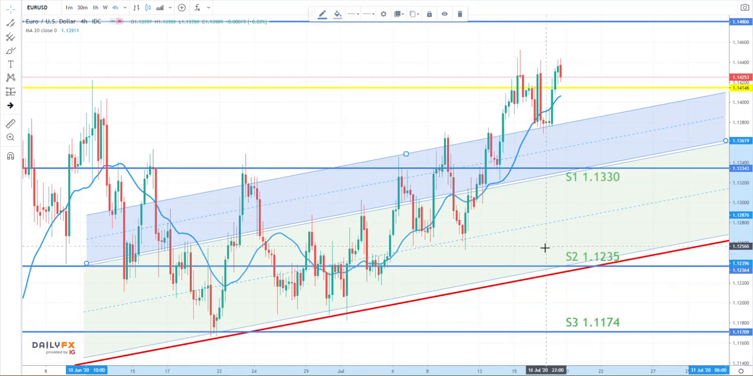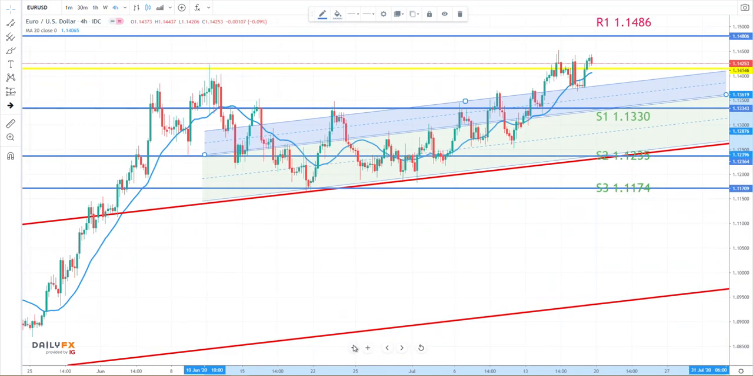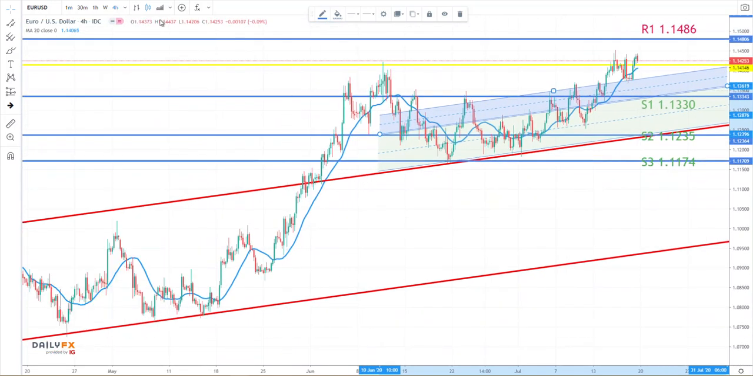Going back out, we see S2, right, 1.1325. We see S3 all the way down at 1.1174, but I don't know, I have a feeling it's going to go the opposite direction. We see R1 at 1.1486.